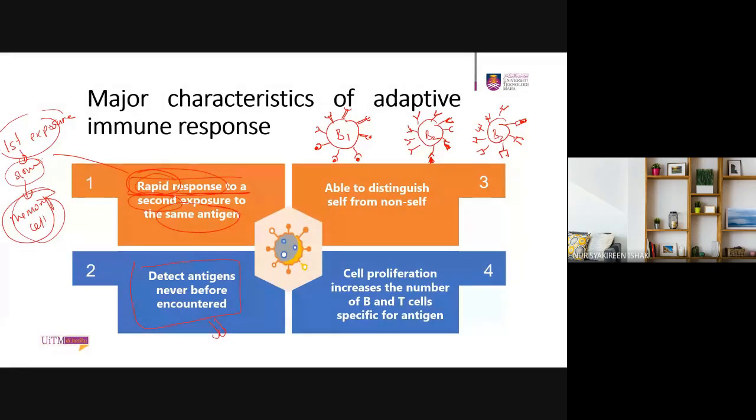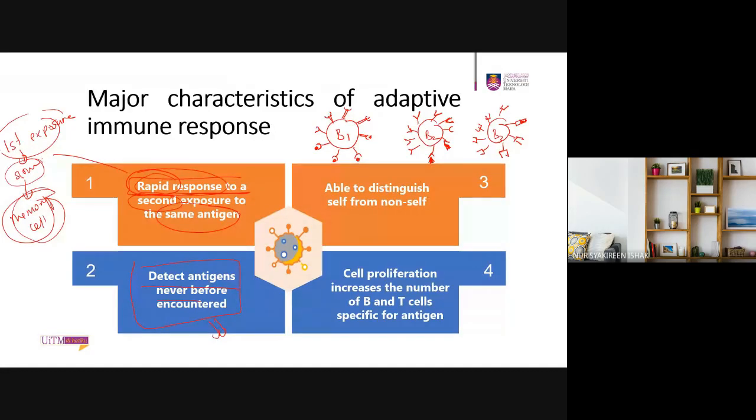Okay, so it will increase the possibility of the B cell to detect any pathogen that enters into your body. So once the B cell has detected the pathogen, it triggers the activation of your immune cells against that pathogen. So that's why number 2 says, detect antigen never before encountered, due to the presence of many B cells that each one has a different shape of antigen binding site.